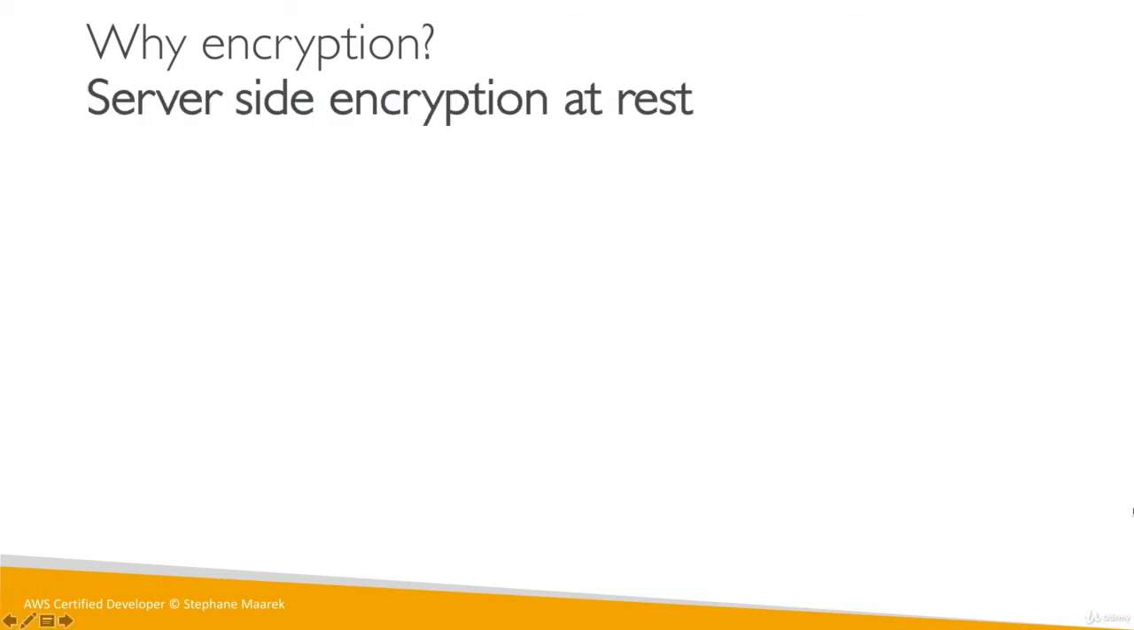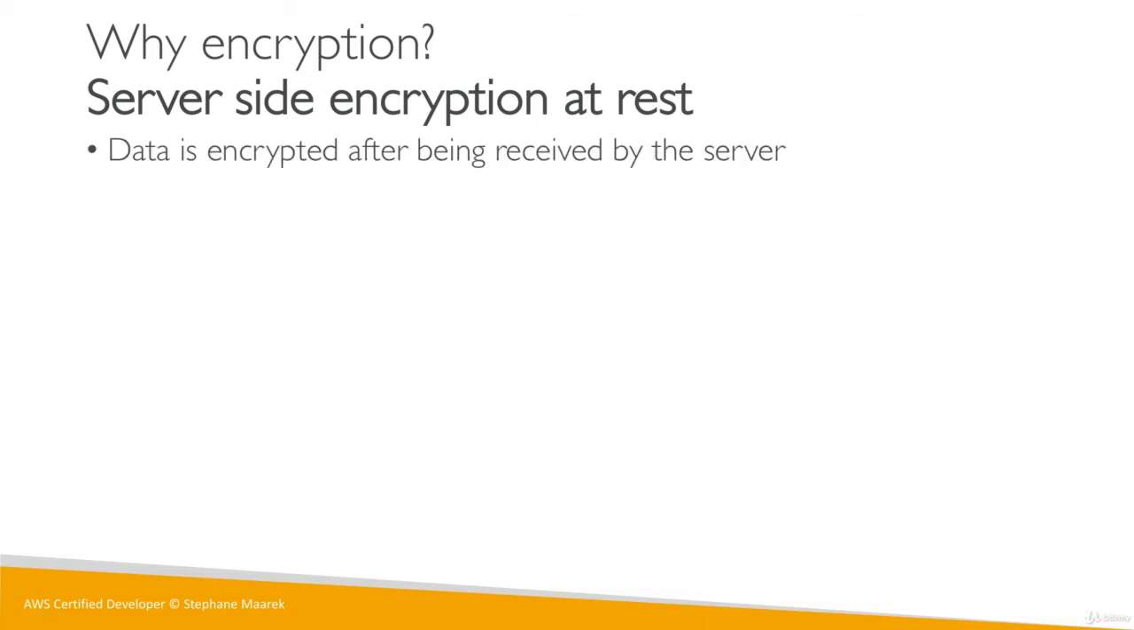The second thing is going to be called server-side encryption at rest. And so that is when the data is encrypted after being received by the server. So before that, the server was receiving data, decrypting it, and using it in its decrypted form. Here, the server is going to store the data on its disk. And so we need to know that the server is storing the data in an encrypted form.